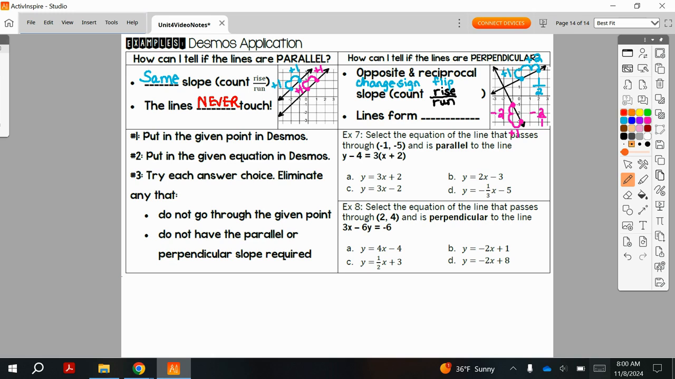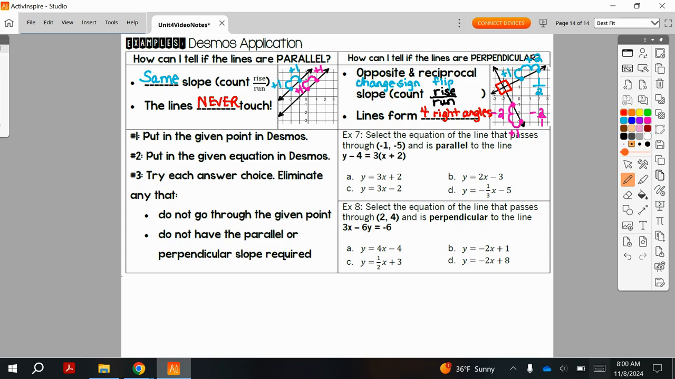Visually, how you can tell as well, it's going to form 4 right angles. What I mean by right angles is at the intersection here of both my lines, I have perfect 90-degree right angle boxes at the intersection.